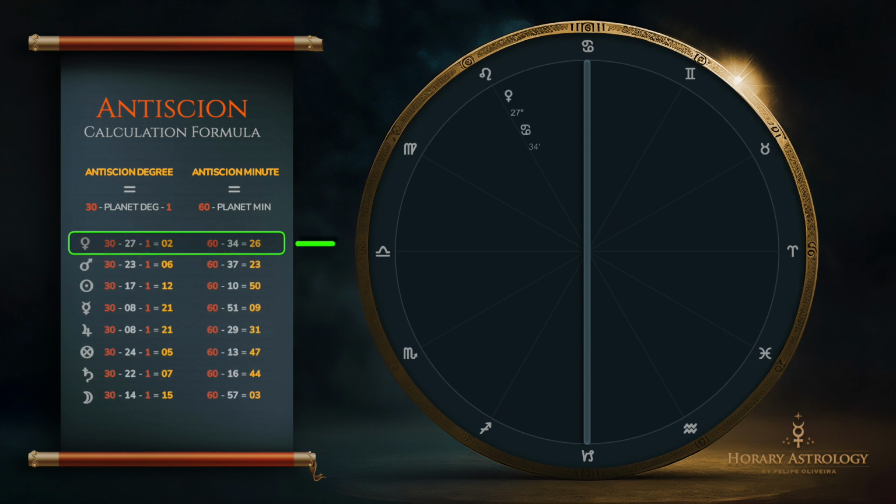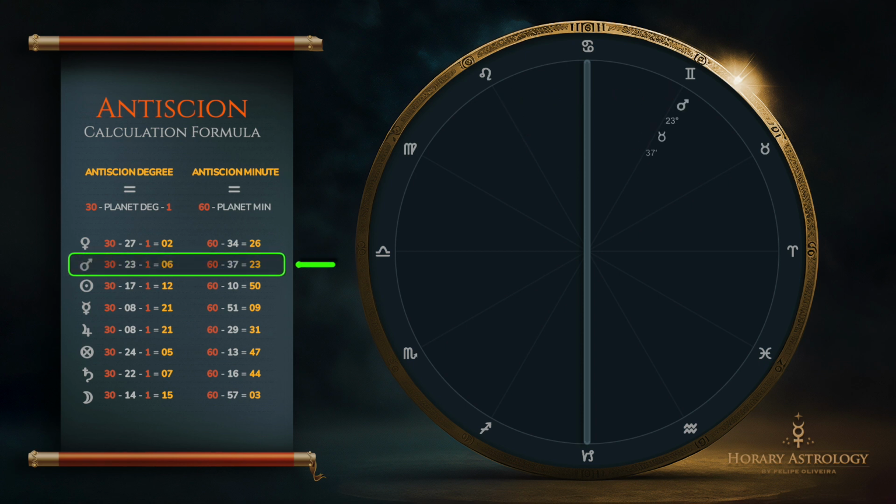Venus is at 27 degrees and 34 minutes of Cancer. 30 minus 27 is 3, minus 1 is 2. So Venus' Antiscion is going to be at 2 degrees of Gemini. Now the minutes. 60 minus 34 is 26. That's Venus' Antiscion's minutes. As we can see, Venus' Antiscion is at 2 degrees and 26 minutes of Gemini.